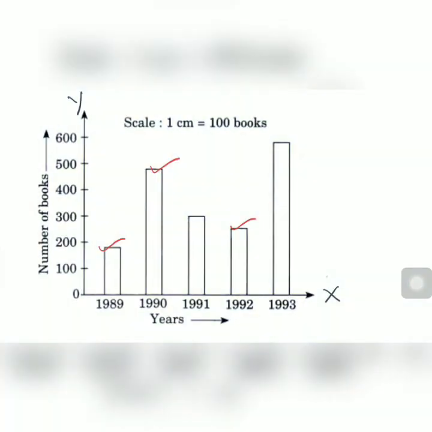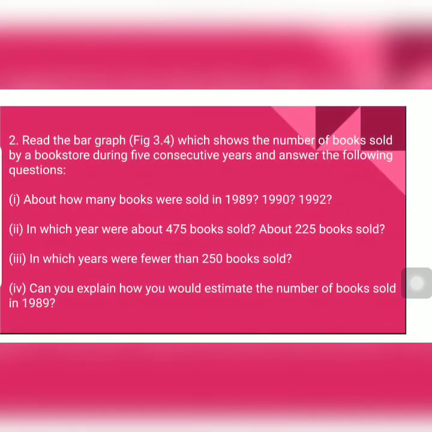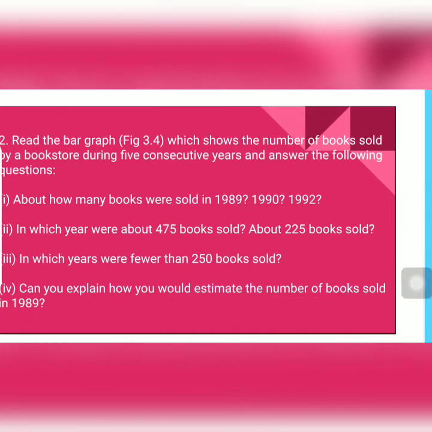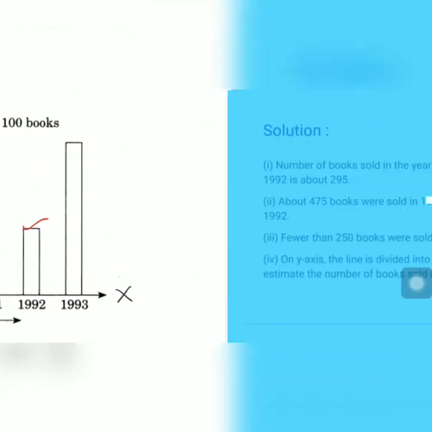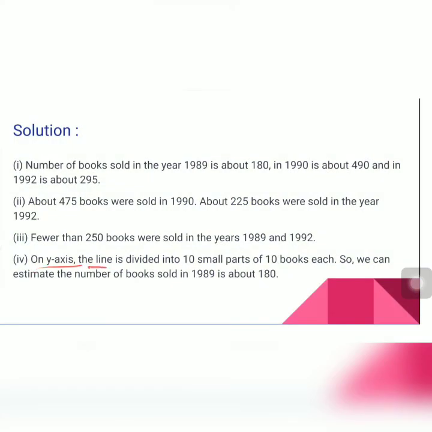Then the last question related to this graph is, can you explain how you would estimate the number of books sold in 1989? So again we can see approximately it can be 175 or 180 or a nearby value, approaching 200 but more than 150. On the y-axis the line is divided into 10 small parts of 10 books each. So we can estimate the number of books in 1989 is about 180.